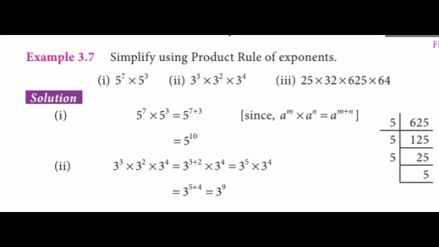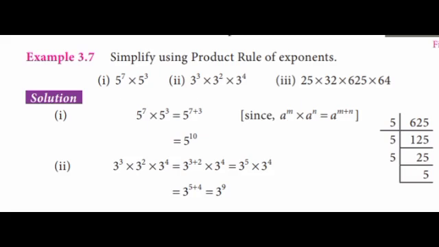See the first question. 5 power 7 into 5 power 3. 5 is the base, that is the same. So, we can add the powers. 7 plus 3 equal to 10. So, the answer for the first question is 5 power 10.